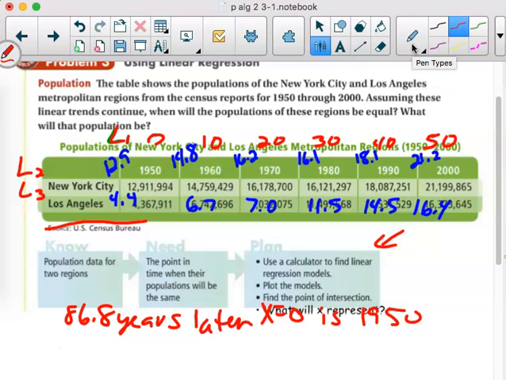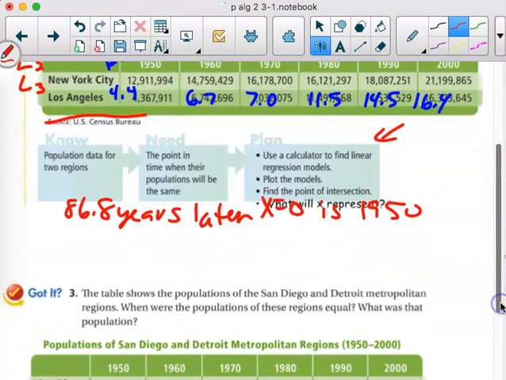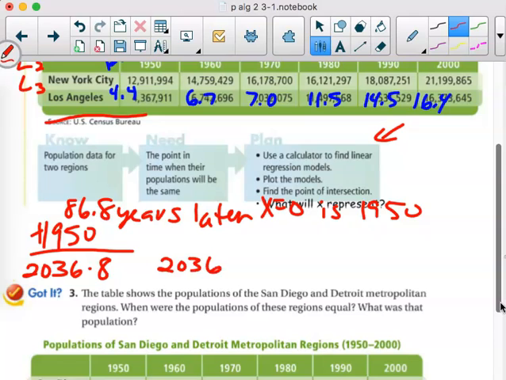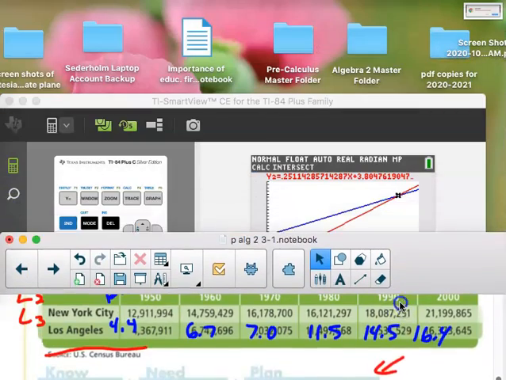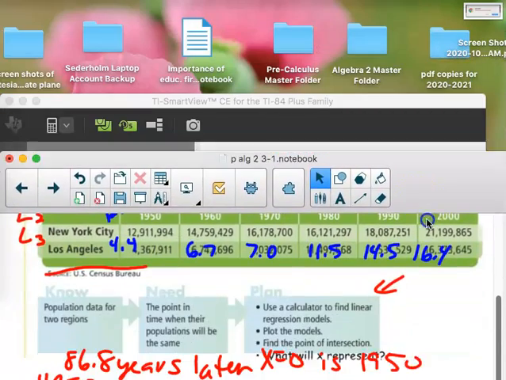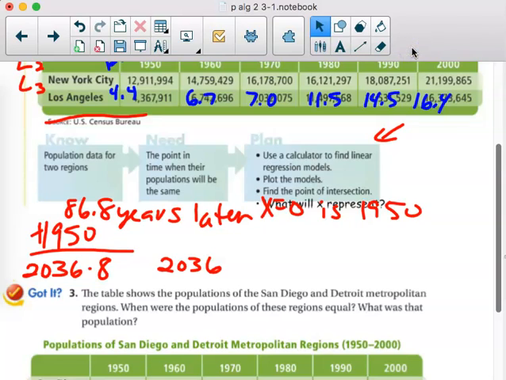Now we're not done with that, and that's because it was 86.8 years after 1950. So we would add 1950. So sometime late in the year 2036, and then we'd want to tell them what that population would be. That was our y value. So our y value for this was 25.6.